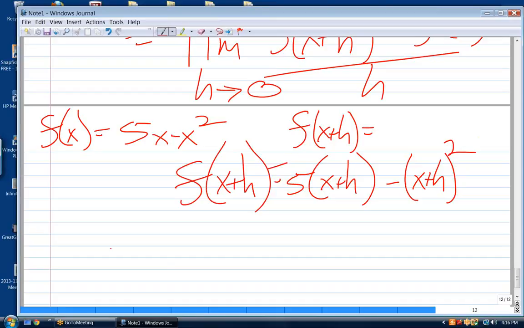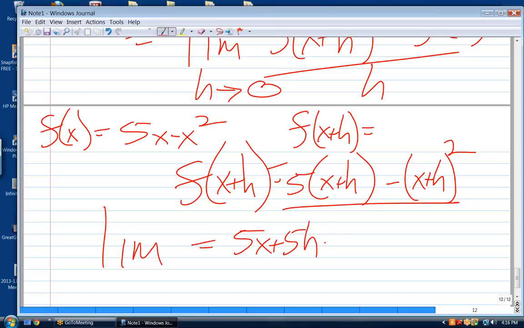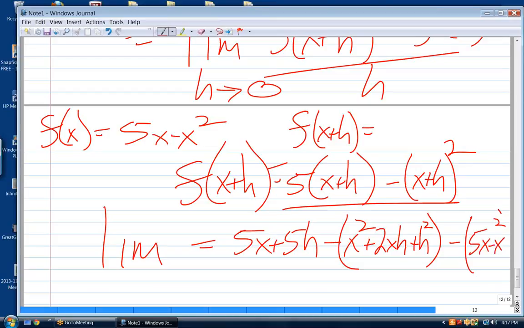And this limit is this minus f of x. So 5x plus 5h minus x squared plus 2xh plus h squared. The algebra gets pretty sick here. Minus 5x minus x squared all over h. Did you see how I did that? Where did the minus 5x minus x squared come from?